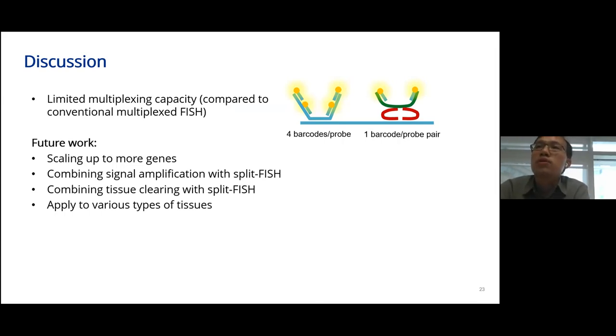But as we are doing this, we found that actually there's a limitation to this splitFISH technique. If you have some idea about this, I'd love to discuss with you. The limitation is that because we are designing the bridge sequence to be very short for the coincidence detection to work, we actually have very limited multiplexing capacity, because now we only have space to put one barcode right here, versus the conventional design where people scale to the genome by using 4 barcodes.